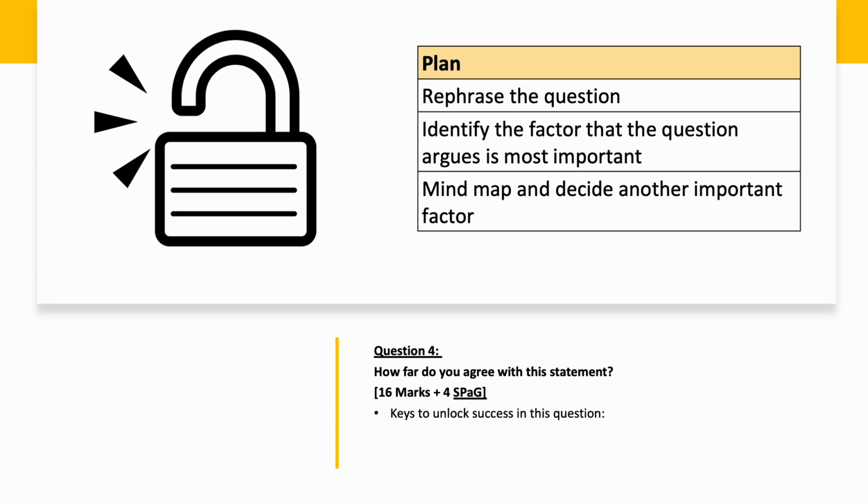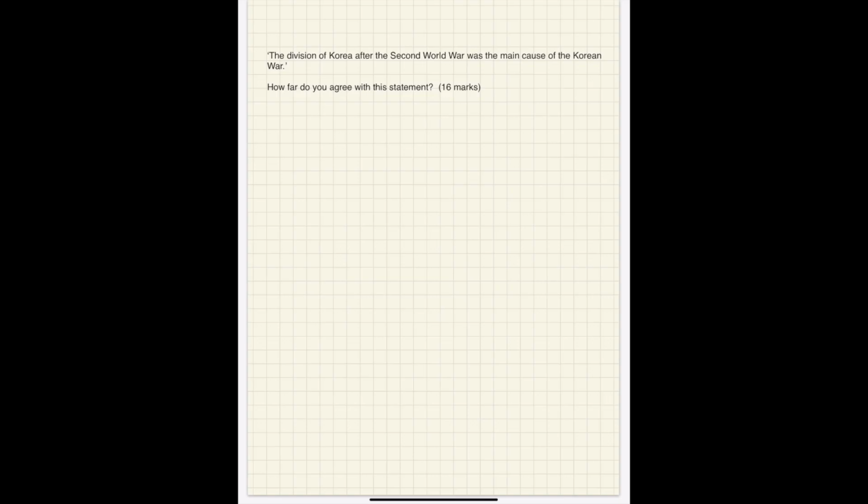The last thing you do in your planning is you make sure that you've really thought about it carefully and you're unlocking your deeper thinking by doing a short, small mind map. And that's where you decide another important factor. So you just take your time, you think, okay, this is what the question factor is. What's another factor? And you might end up thinking about 2 or 3, but you only want to write about 1. And the way that you can make that one factor extra focused is by thinking it through carefully first.